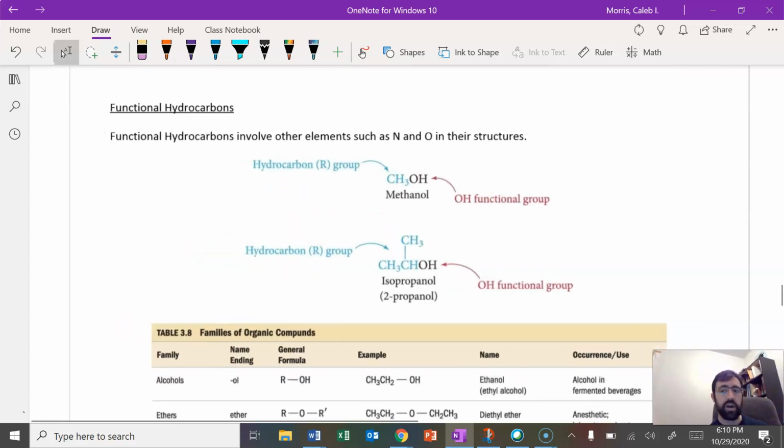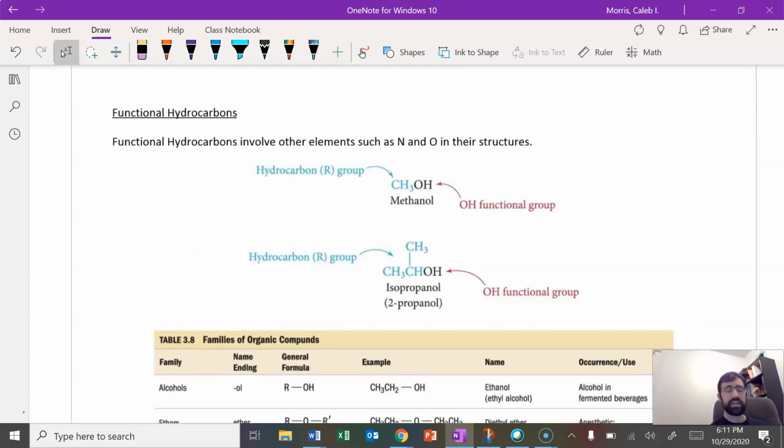Functionalized hydrocarbons are a little more complicated, and you won't be expected to just name these on the upcoming quiz or test. Okay? But I want you to be aware of it for when you go to college or when you see these words so that you have just a general idea of what they mean or where those names come from. One of the most common functionalized hydrocarbons is an alcohol. So methanol is a type of alcohol, methyl alcohol. Okay, isopropanol, also called isopropyl alcohol, is another alcohol.